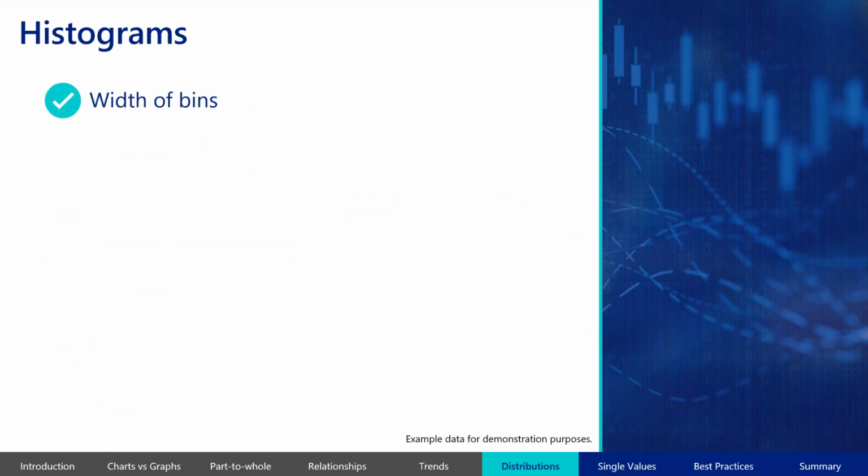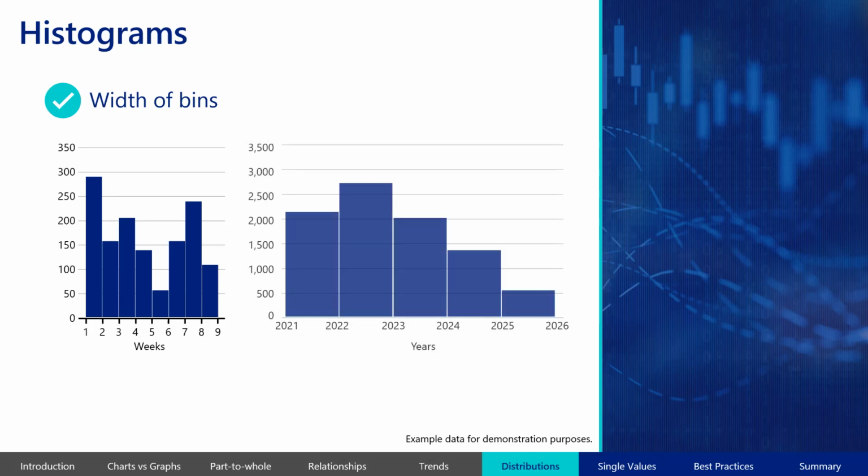You can adjust the width of the bins to find the most appropriate display of the data for the information you want to convey. For example, when visualizing data over time in a histogram, you might choose the bins to represent weeks, months, or years.